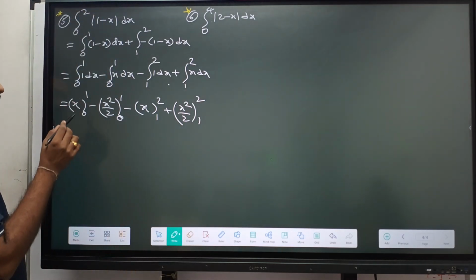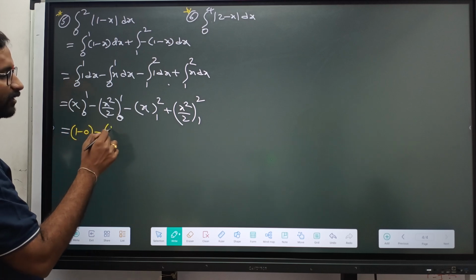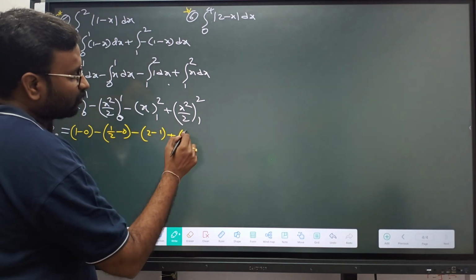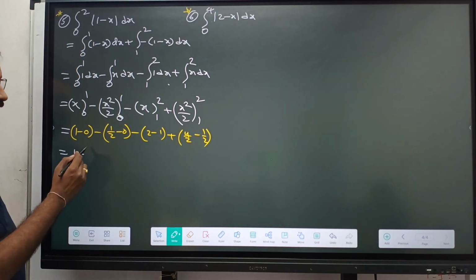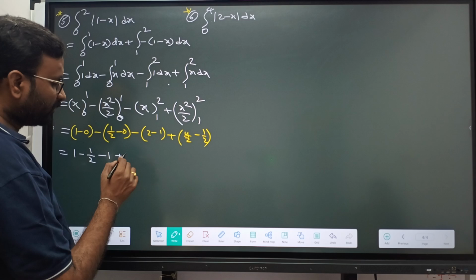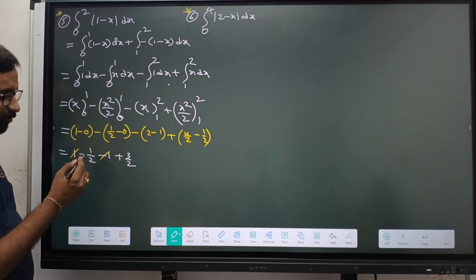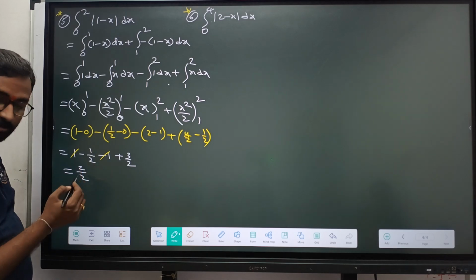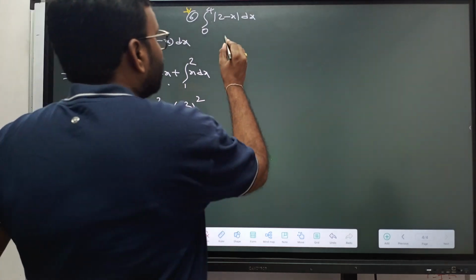Now x: upper limit 1 minus lower limit 0, minus upper limit 1 square, 1 by 2, minus lower limit 0. Then upper limit 2 minus lower limit 1, plus upper limit 2 square, 4 by 2, minus 1 by 2. Simplifying: 1 minus 1 by 2, then 2 minus 1 is 1, and plus 4 by 2 minus 1 by 2 is 3 by 2. So 1 minus 1 by 2 plus 1 plus 3 by 2 minus 1 by 2 is nothing but 2 by 2, so the answer is 1.